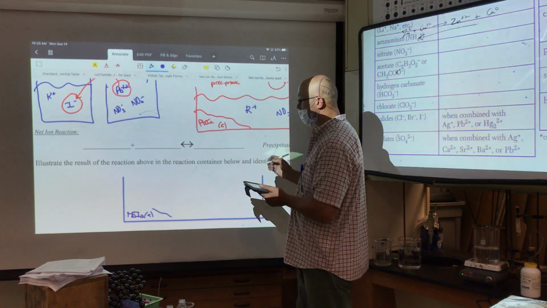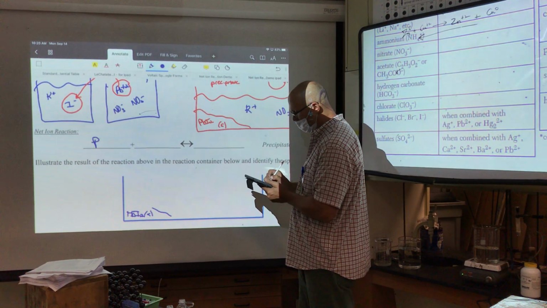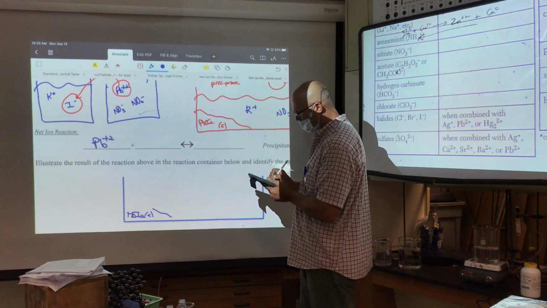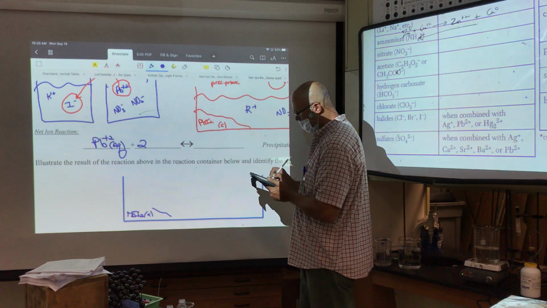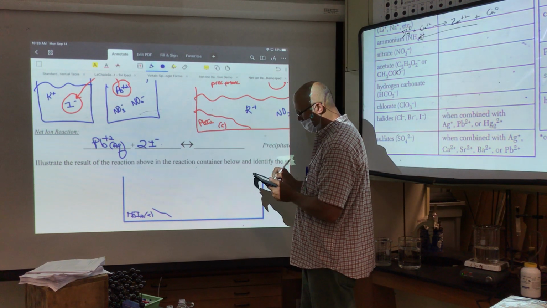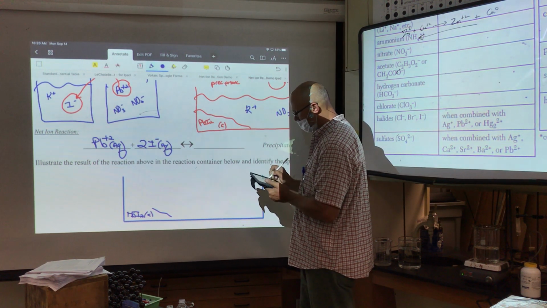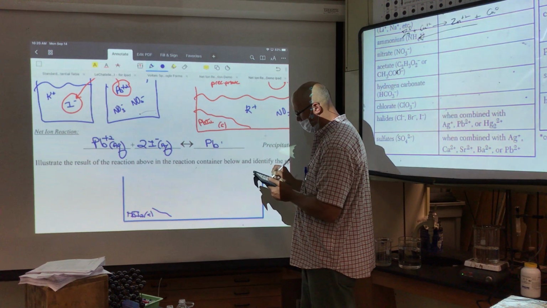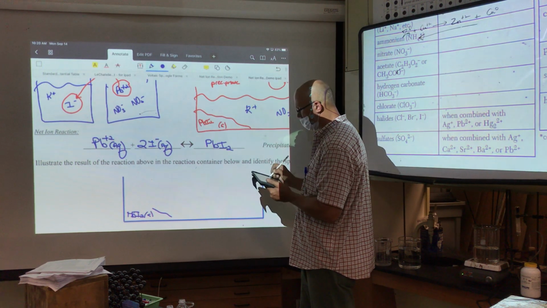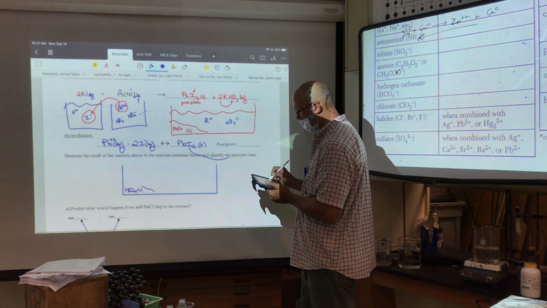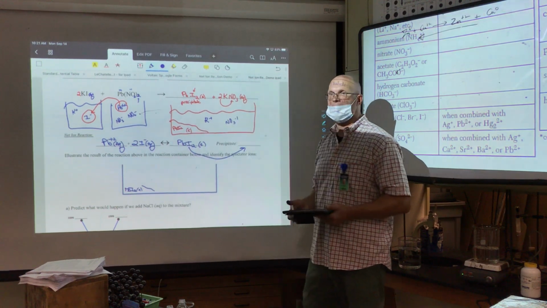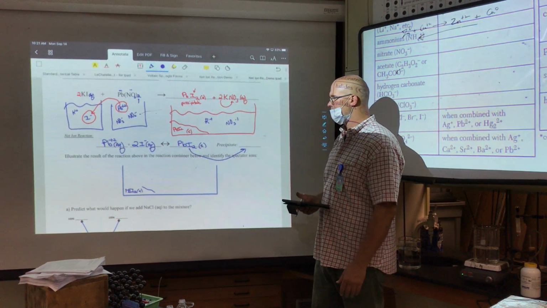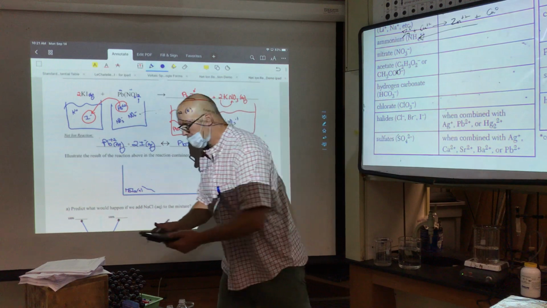So what do we have? Pb plus 2, which was aqueous. And we needed 2 iodine negatives. And what did it become? PbI2, and what's the phase? Solid. Right, and that's your precipitate. That's what really occurred. The K plus never did anything. The nitrates never did anything. Okay? Let's go see it happen.